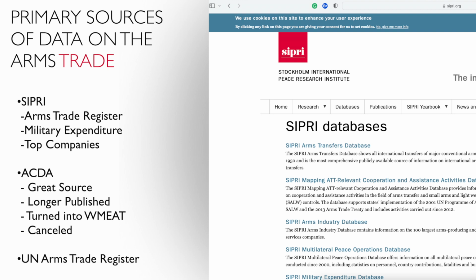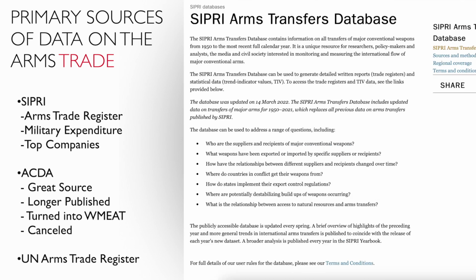So the best source that I believe is out there is going to be SIPRI, the Stockholm Institute for Peace Research. Now, SIPRI has a number of different databases that you can look at. They have the Arms Trade Register, which is going to take a look at arms transfers per year. And you can actually separate that out between states, between their exports and their imports.